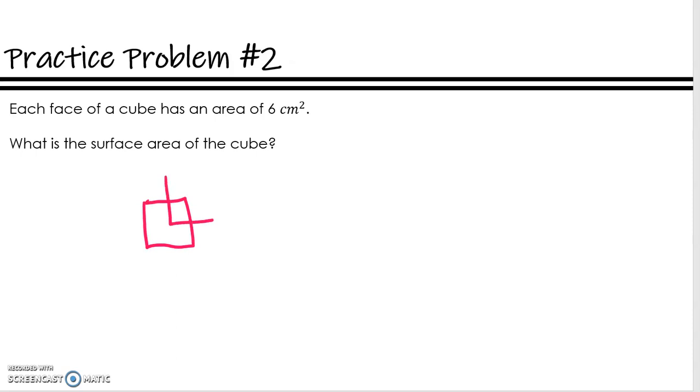The way that you draw a cube is you draw 2 squares like this where one overlaps, and then you connect all of the corners. So try that. Pause the video and try. And there's your cube. So a cube has 6 sides or 6 faces.